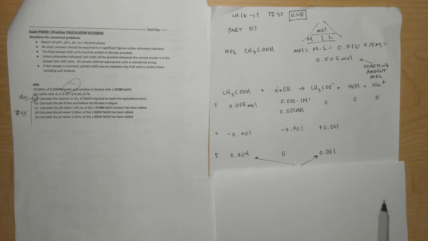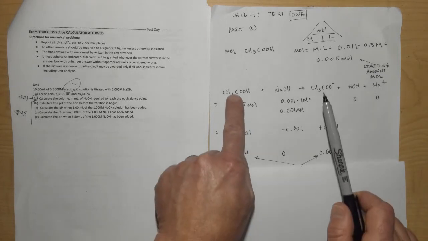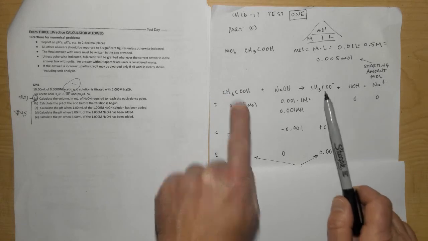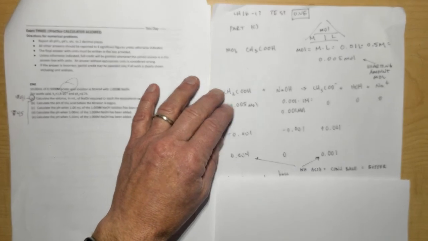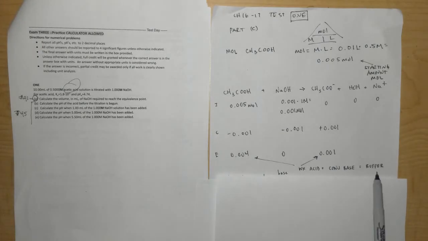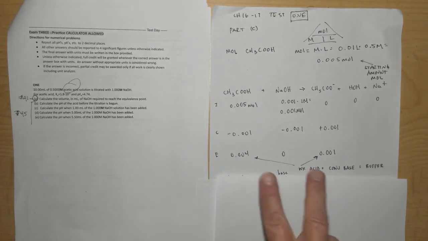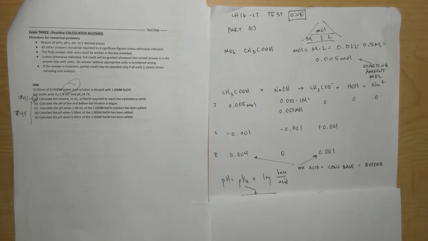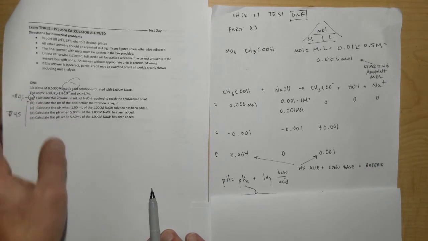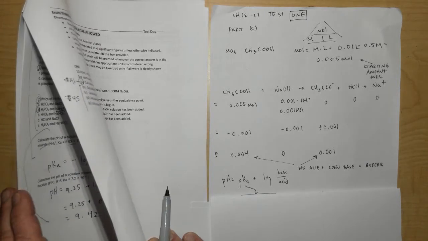Okay, now you have to be good looking. You already are good looking, but now you need to be good at looking. And notice that this is an acid, and this is the conjugate base. And an acid and conjugate base pair, when it's a weak acid, is called a buffer. And so you can find the pH at this point by using the Henderson-Hasselbalch equation. And the Henderson-Hasselbalch equation, of course, is on your equation sheet, which is on the front of the test.